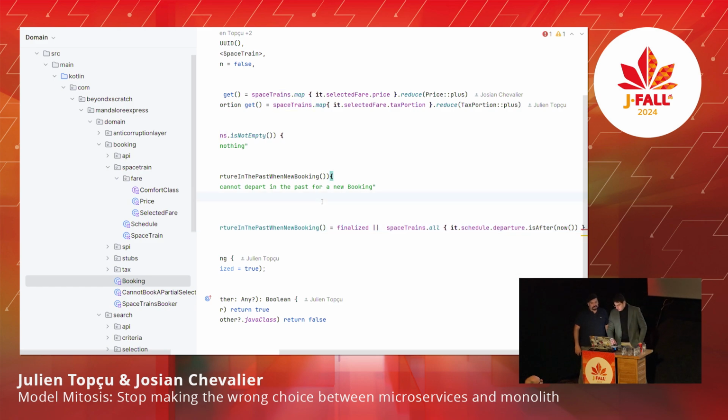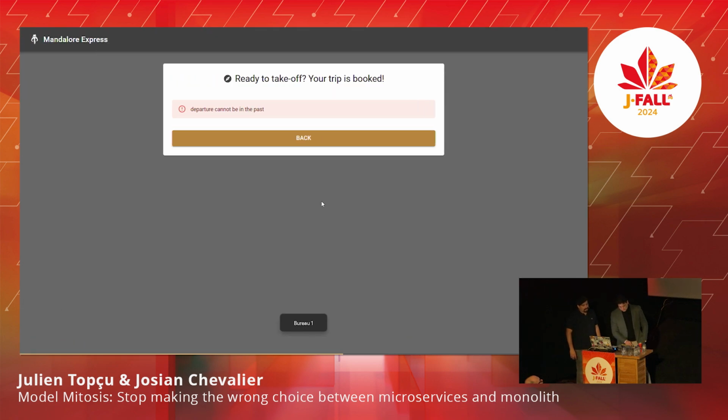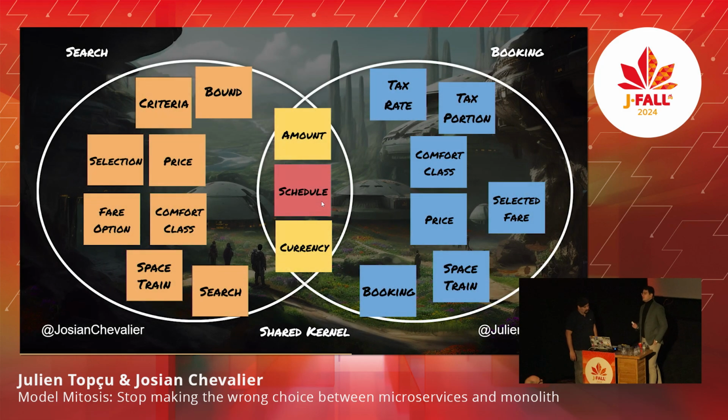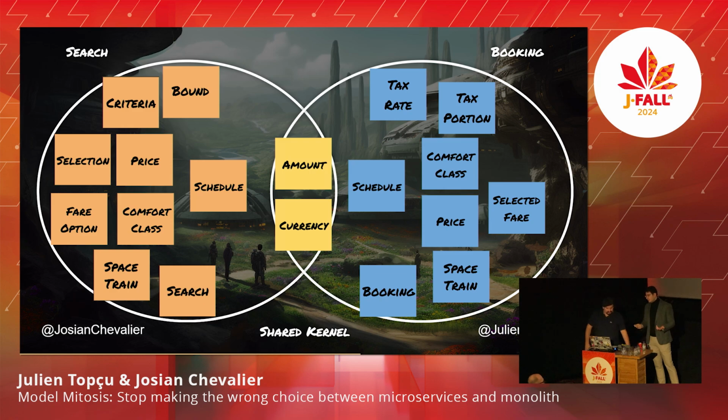Let's send that to production and let me explain to this droid what it did wrong again. So SHA-3PO, you introduced a new model tension on the schedule. This time it was a bit difficult to see because it's a model tension on the invariant, which means that the states of the schedule that are acceptable in the search are not the same ones that are acceptable in the booking. So we need to duplicate and specialize the schedule on each side. Pretty simple, it's always the same solution.